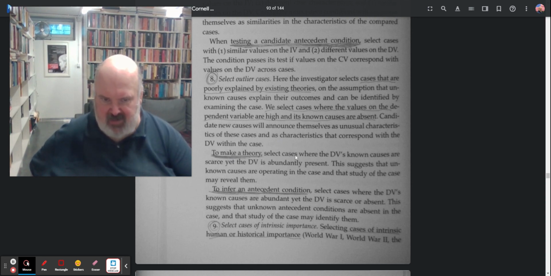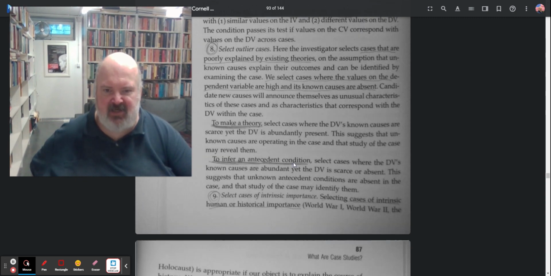To make a theory, select cases where the DV's known causes are scarce, yet the DV is abundantly present. This suggests that unknown causes are operating within the case, and that suggests the case may reveal them, right?